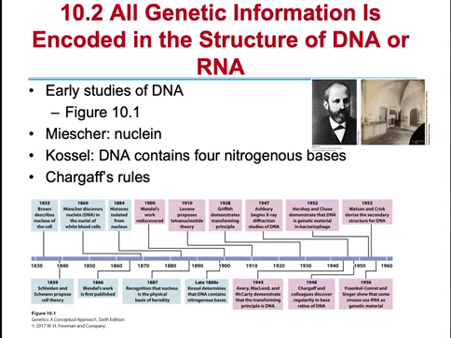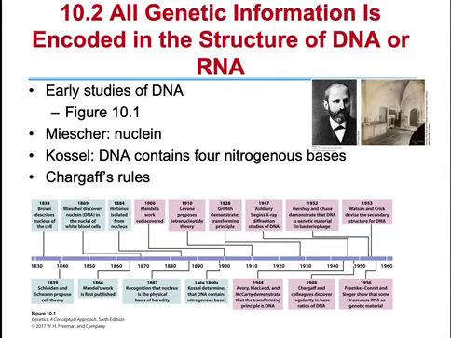In the 1800s, Kossel carried out further work on the chemistry of DNA and determined that it contains four nitrogenous bases: adenine, cytosine, guanine, and thymine, and we abbreviate those A, C, G, and T. As additional studies of the chemistry of DNA were completed in the 40s and 50s, the notion of DNA as a simple invariant molecule began to change.